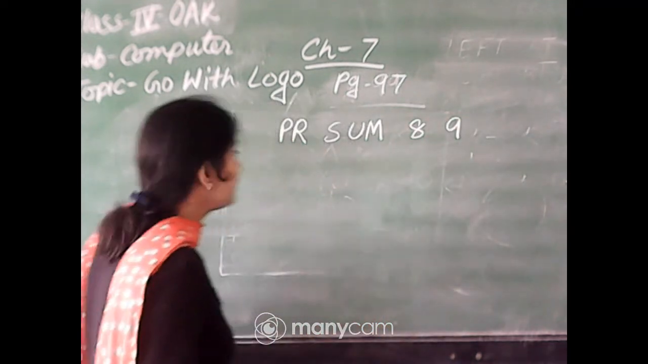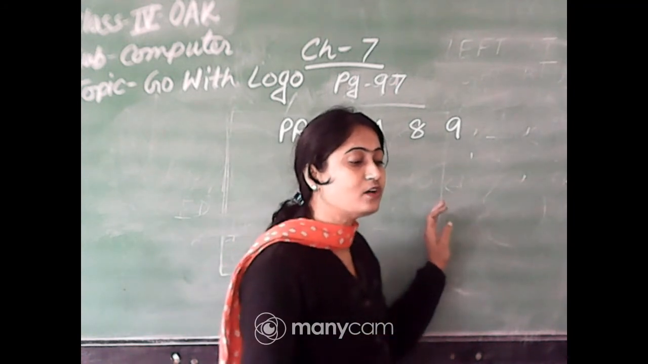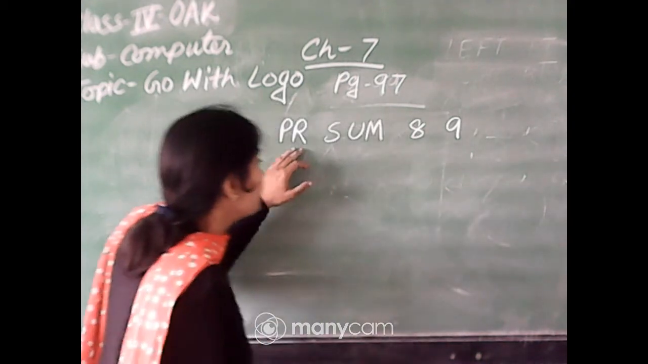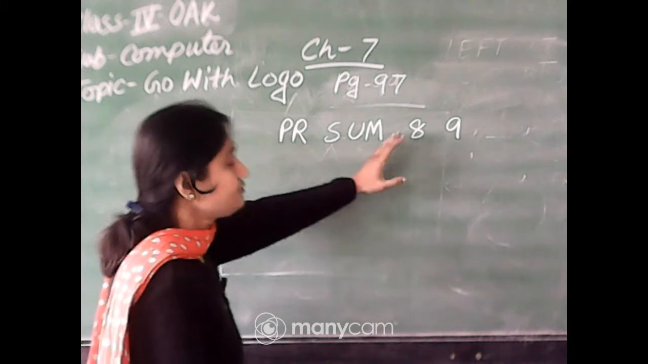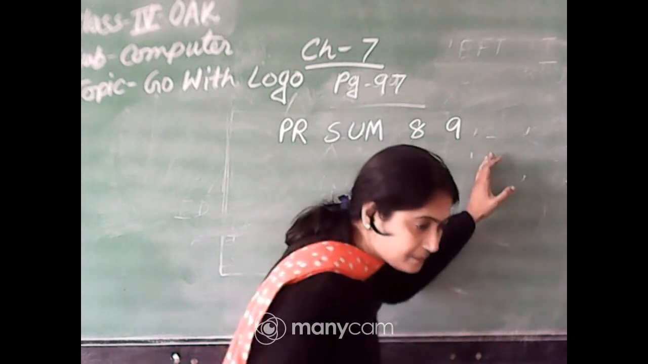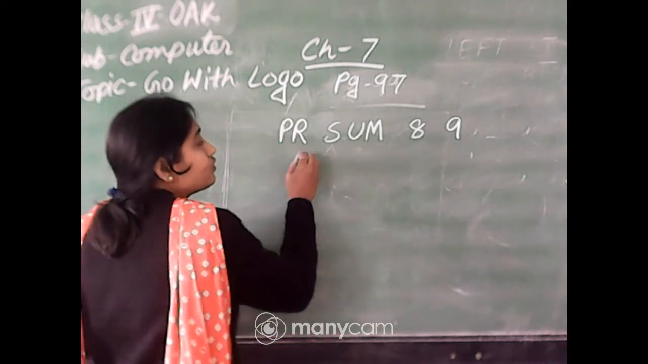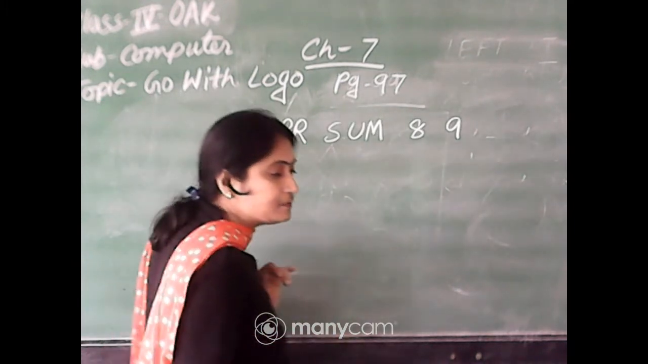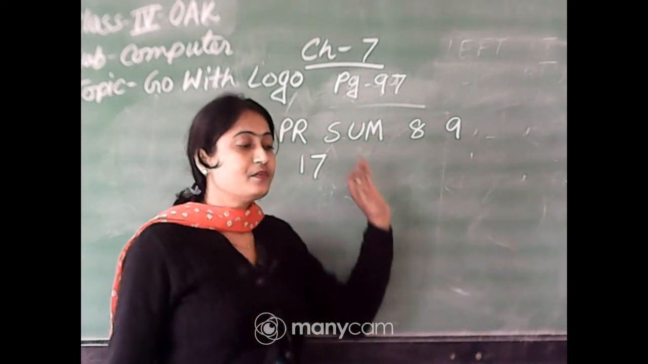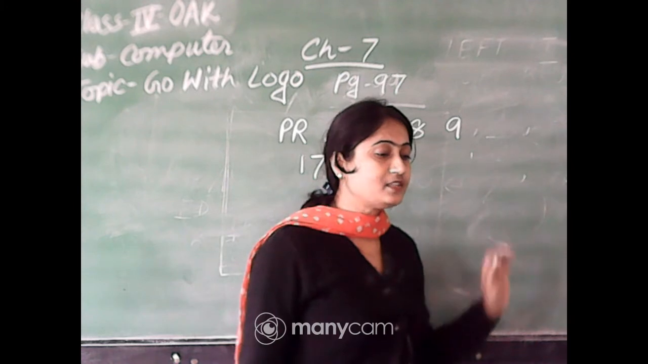First the print command. Why do you use the print command? To see the output. If you want to see the output on the screen, we can see the output in the command window. PR, space, sum function, space, first number, and then give a space and the second number. Now we can see the result here: output 8 plus 9 equals 17. We can see the output 17. The sum function we can use to add numbers.